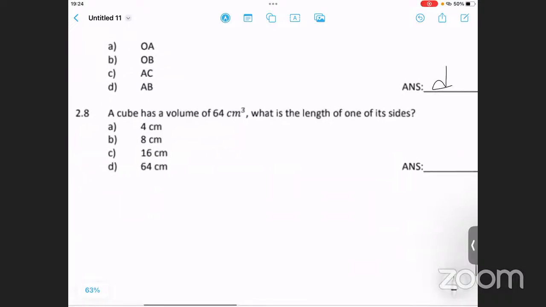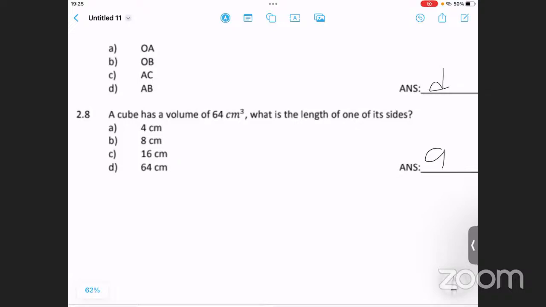And let's look at 2.8. They say a cube has a volume of 64 centimeters cubed. What is the length of one of its sides? Ma'am, I think it's going to be 4 because if you were to cube root the 64, it would give you 4 centimeters. Yes, ma'am. Okay, cool. Perfect, perfect.